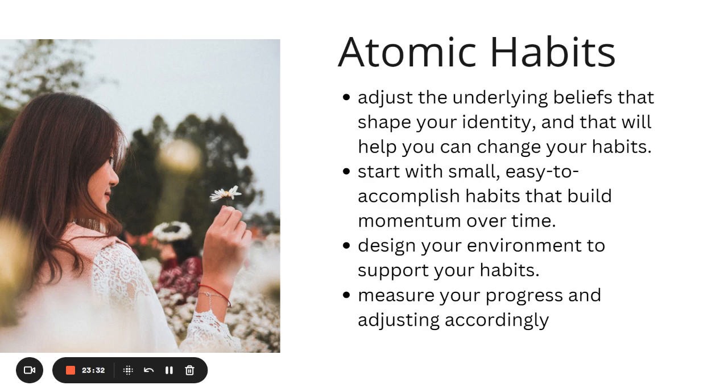And remember, the intention is to design your environment to support your new habits. So if you are trying to cut back on drinking wine, don't buy wine. Don't keep it in the house. Only have it when you go out to dinner, for example. And you can measure your progress and adjust accordingly. Some things are going to work and some things aren't, and that is totally fine. All you have to do is acknowledge and make the adjustment that you see fit.